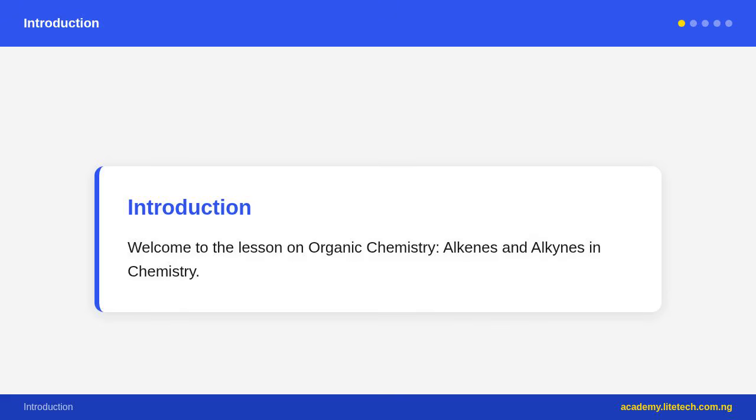Naming alkenes, IUPAC: replace the "ane" ending of the parent alkane with "ene", and number the chain so the double bond gets the lowest number. First 5 alkenes: ethene, C2H4, CH2=CH2, simplest alkene. Propene, C3H6, CH3CH=CH2. But-1-ene, C4H8, CH3CH2CH=CH2.